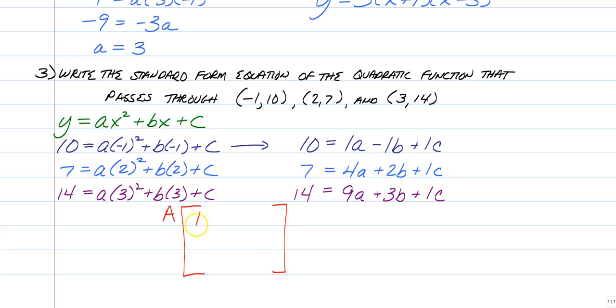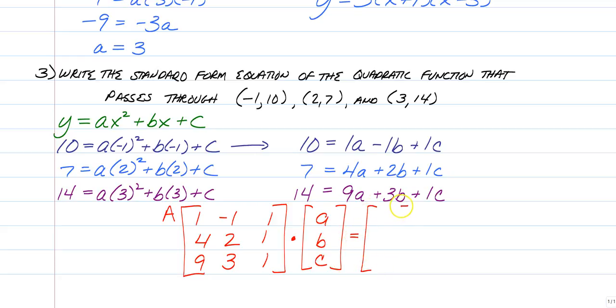So we would have 1, -1, 1 for our top row, and then we would have 4, 2, 1 for the one in the middle, and then 9, 3, 1 for our bottom row. Now remember, we were solving for x, y, z when we learned how to solve systems. But now for this, we're solving for a, b, and c. And that was equal to your constants. In this case, we have 10, 7, and 14, and we would call that B.